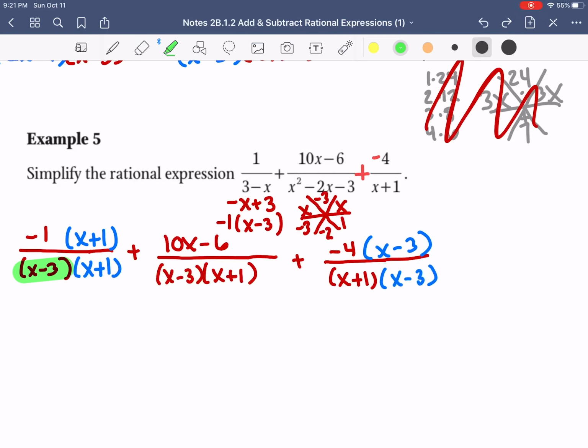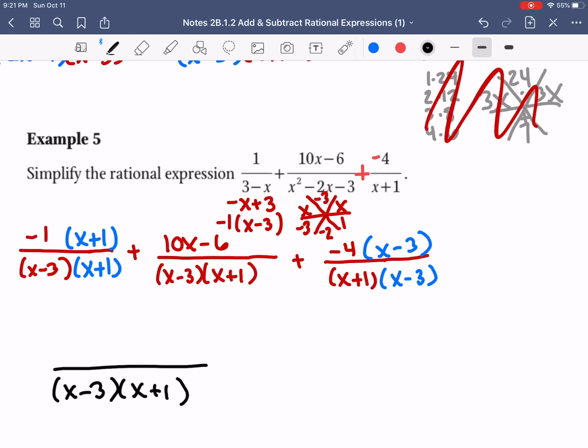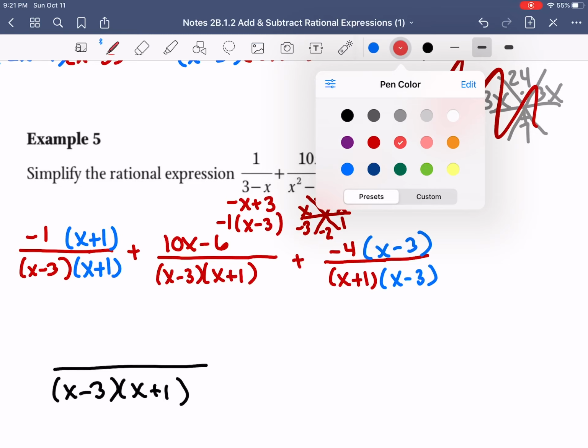So once our denominators are the same, we go ahead and keep that denominator. So I'm going to just make one big denominator down here. Not even going to multiply it out. I'm just going to leave it how it is, factored, in case I can cancel later. And then in the numerators, I'll try to do different colors so you guys can see which one's which.